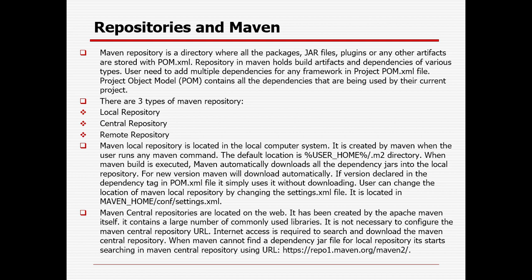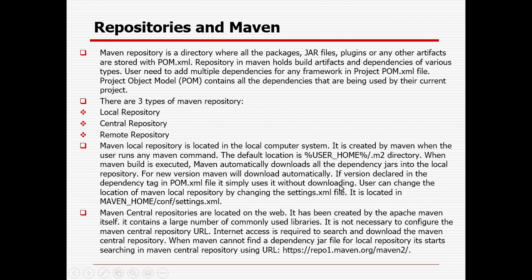So local is nothing but the .m2 folder. So the Maven repository is located in the local computer system. It is created by Maven when the user runs any Maven command. The default location is the user home .m2 directory. When a Maven build is executed, Maven automatically downloads all the dependency jar files into the local repository. For a new version, Maven will download automatically. If the version declared in the dependency tag in the pom.xml file is already present, it simply uses it without downloading.